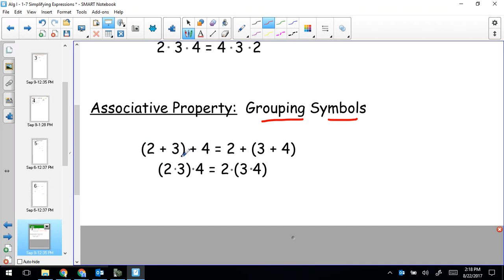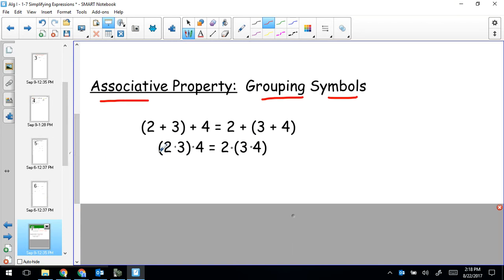You group 2 and 3 together to make 5, and then add 4, 9. You group 3 and 4 together, 7, and then add 2, 9. Does not change the outcome, does not change the value. So grouping symbols, that's associative property. Just make sure that I'm not changing order. 2, 3, 4, 2, 3, 4. I'm just changing the groupings.